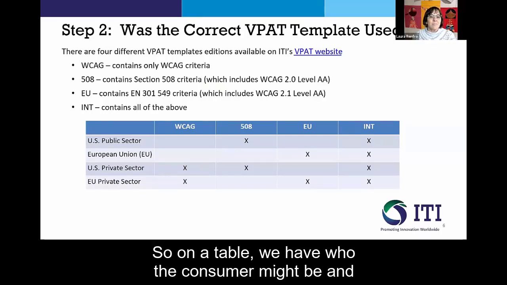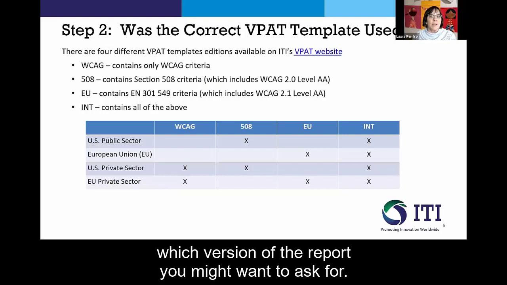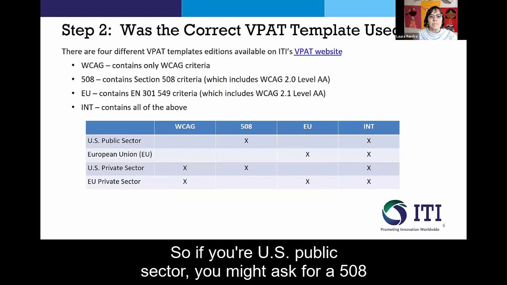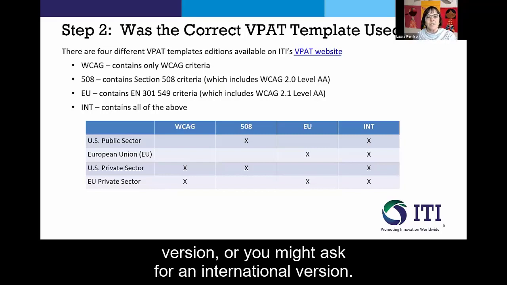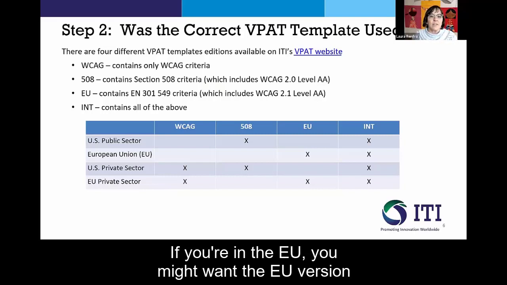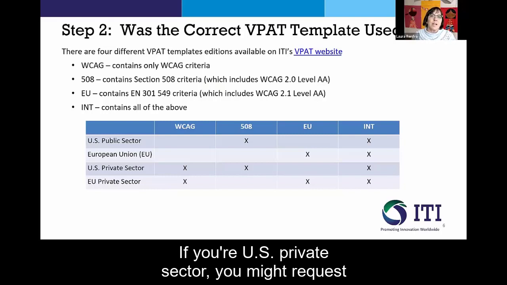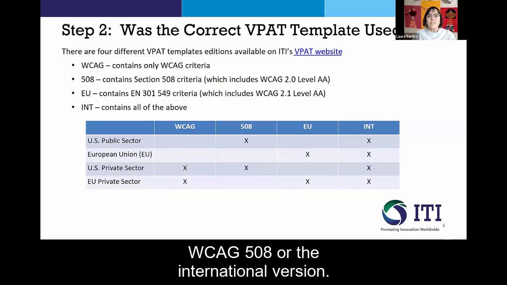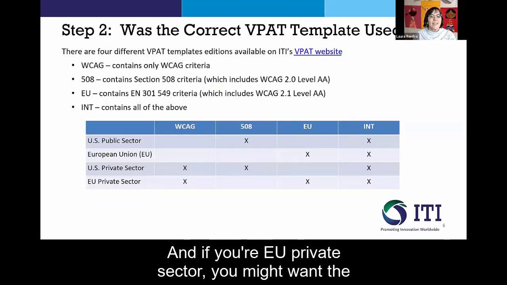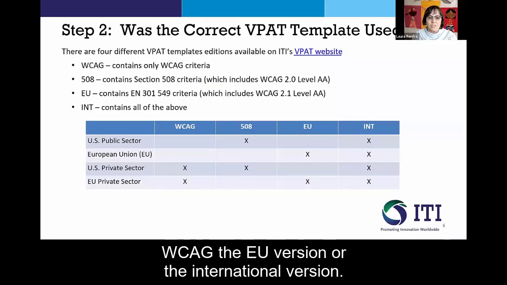So on a table, we have who the consumer might be and which version of the report you might want to ask for. So if you're U.S. public sector, you might ask for a 508 version, or you might ask for an international version. If you're in the EU, you might want the EU version or an international version. If you're U.S. private sector, you might request WCAG, 508, or the international version. And if you're EU private sector, you might want the WCAG, the EU version, or the international version.